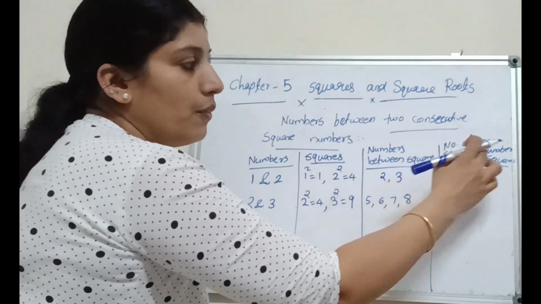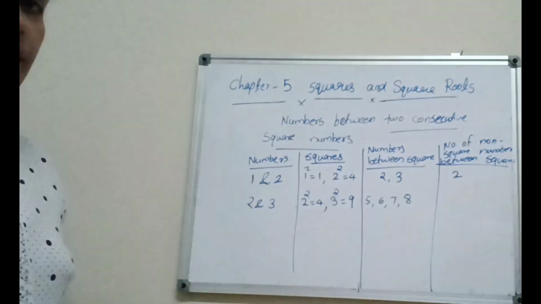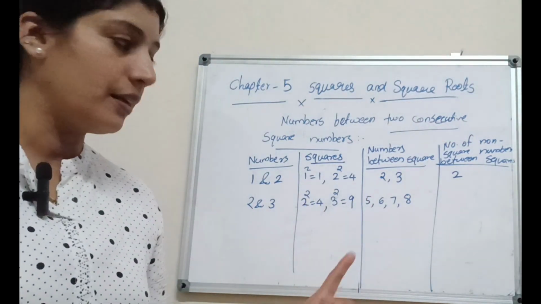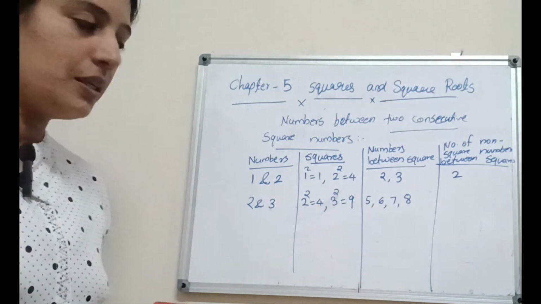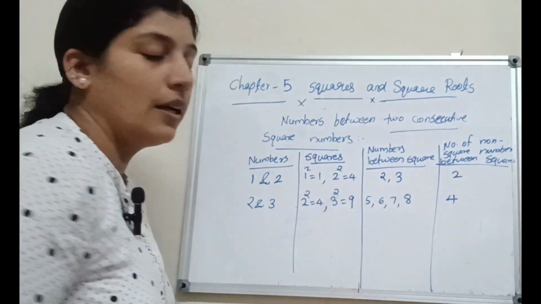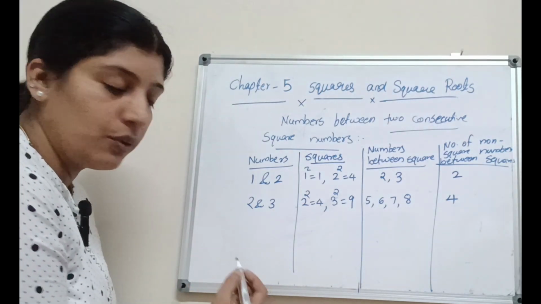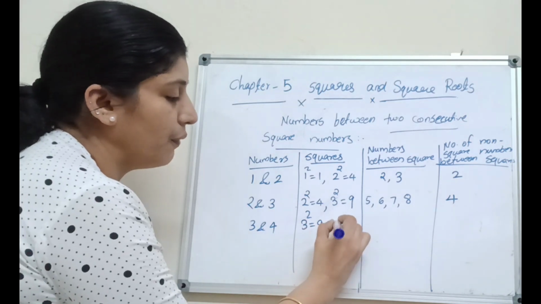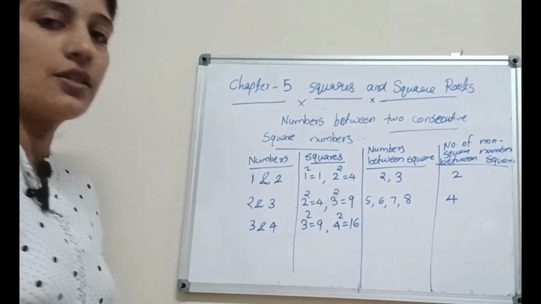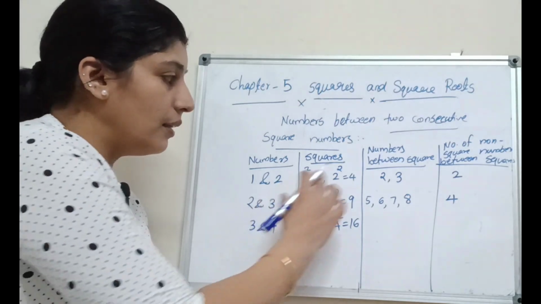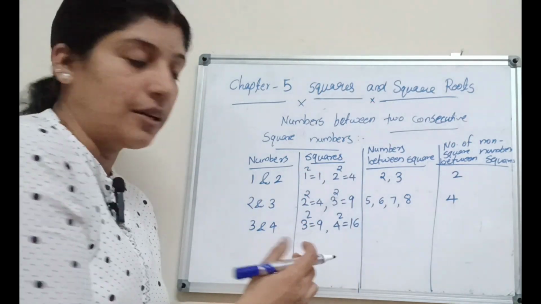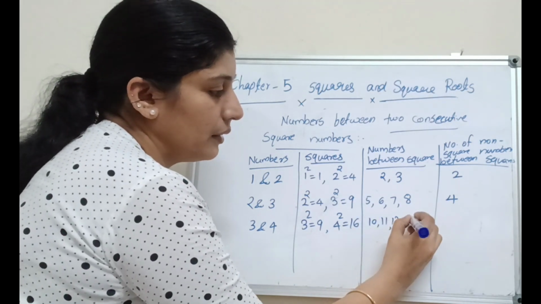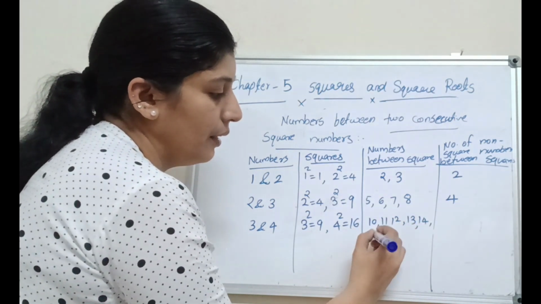Next, checking the number of non-square numbers between these squares. That means how many non-square numbers lie between 4 and 9. Here, 4 numbers. That means it will be equal to 4. Next, we can consider other consecutive numbers 3 and 4. 3 square is equal to 9 and 4 square is equal to 16. Next, we can check the numbers between these squares 9 and 16: 10, 11, 12, 13, 14 and 15.